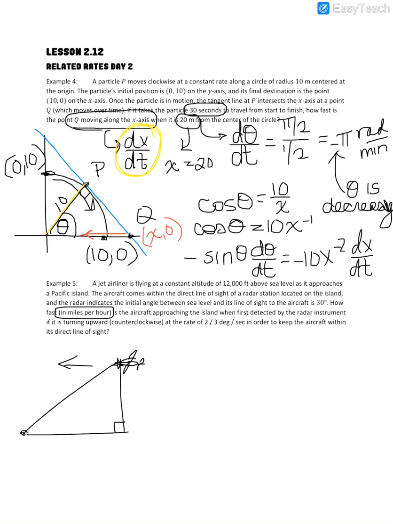So we're going to start with the 12,000 feet. 12,000 feet divided by 5,280 gives me 25/11 miles. If you did it on your calculator or on your phone and you got a decimal, the decimal is fine, but I'm just going to leave it as 25/11. This is the altitude of the plane, so I'm going to label it right here, 25/11.